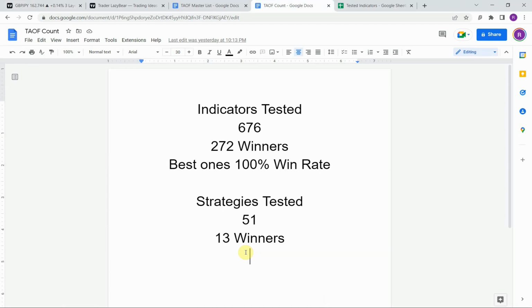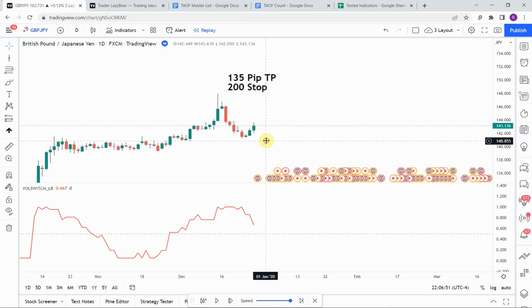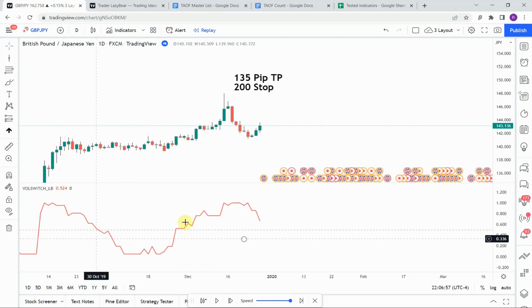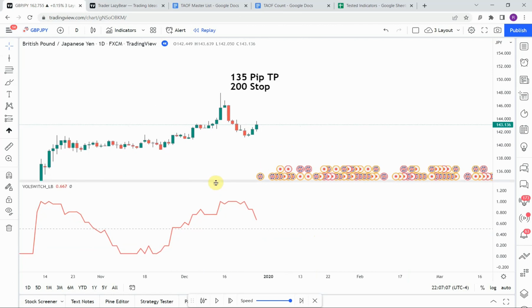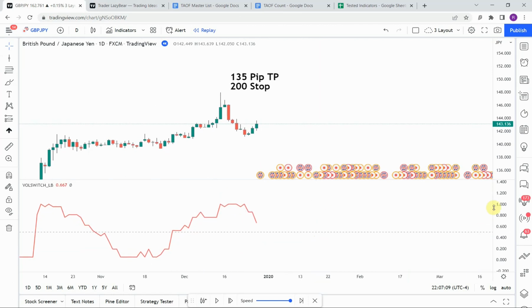And keep in mind that we test most of the strategies and indicators on the Forex market, but they can be applied to just about any market universally. Okay, so today's indicator is the volatility switch indicator. And so you can see it here on the bottom of the screen. Basically what we have is this oscillating line here, and we have a mark right here at the 0.500 mark.